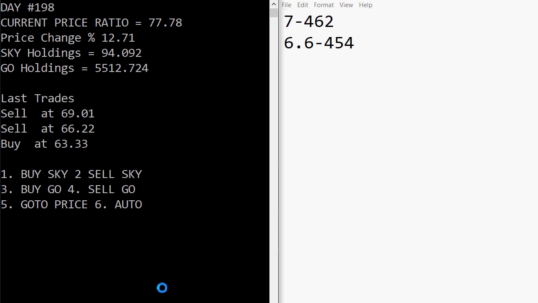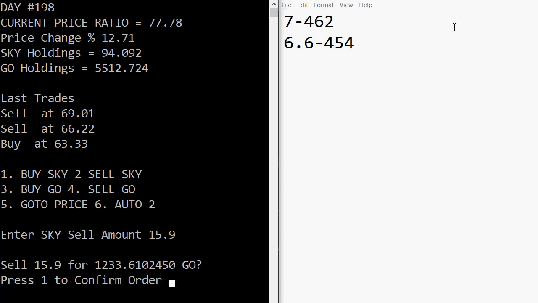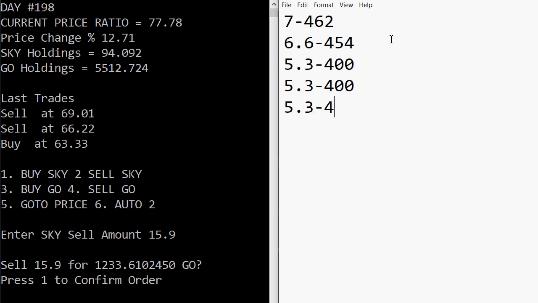Maybe we'll sell. I'm even thinking 3 seeds actually. Let's just do 15.9, which is 3 5.3s. So we'll go for 300 or 400, 5.3 for 400, and 5.3 for 434, the remainder. So the total sum of this is 15.9, as we can see here, and that 1234 is the rounding there.